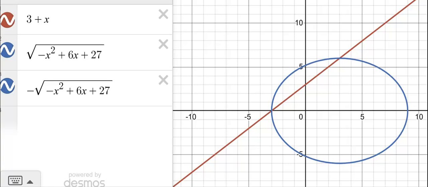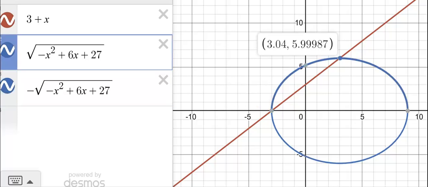And you can see that the line crosses the ellipse in two places. It crosses here at the point negative 3, 0. And it also crosses here at the point, well, if I move it over there, 3, 6. Oh, look, I didn't know I could do that. That is really cool.